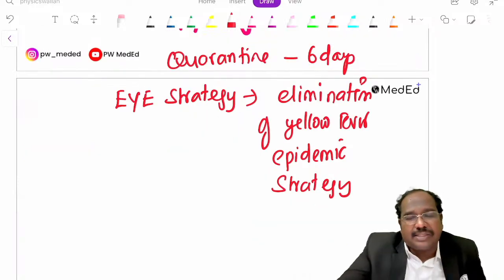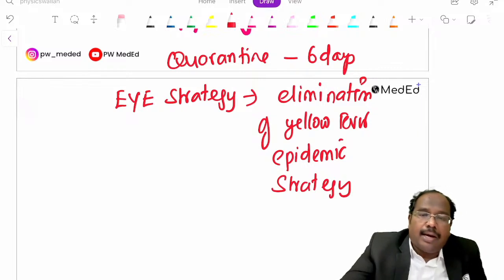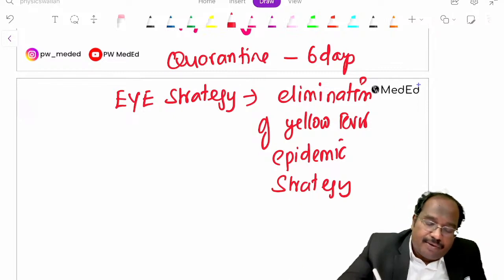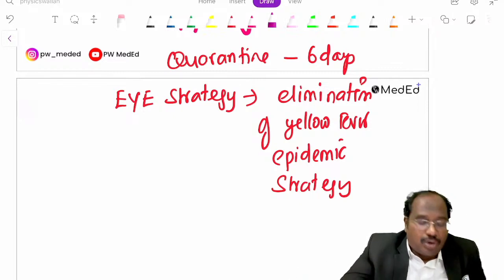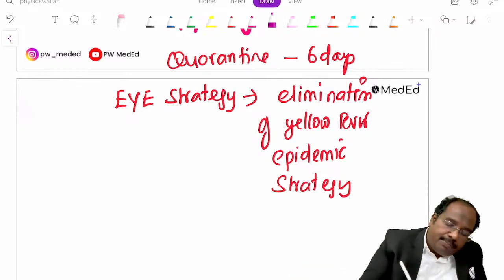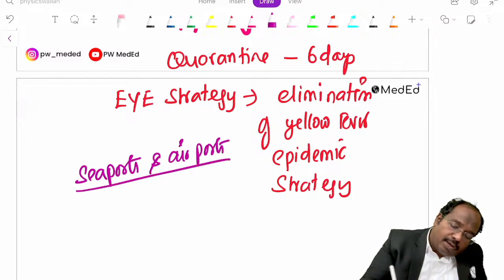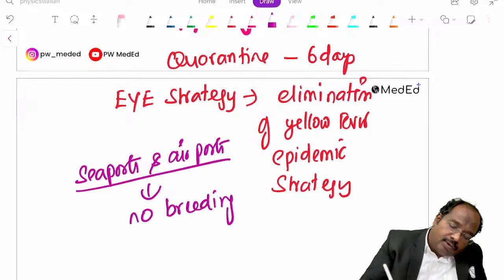I'm giving more facts, some concepts, some facts I'm mixing here. Yellow fever is not present in India. To avoid yellow fever entry into India, we take some measures. Seaports and airports should not have any breeding place for how much distance? No breeding for 400 meters.